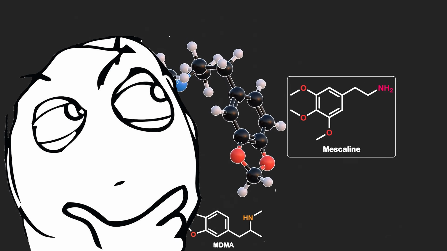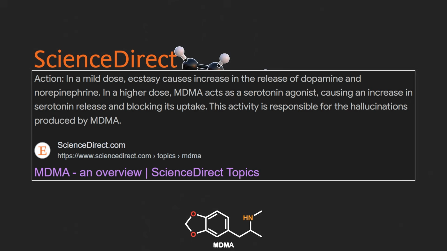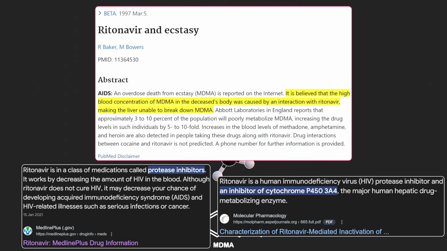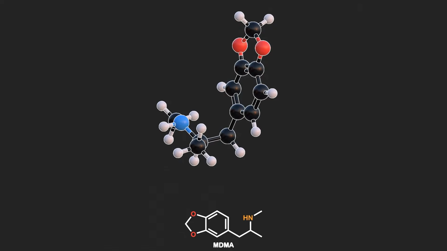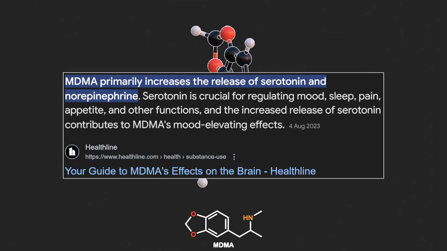Does this drug have any uses? Well, it has been used in various studies to treat PTSD along with social anxiety in autism spectrum disorder in combination with psychotherapy. MDMA acts on the brain by increasing the release of dopamine, serotonin, and norepinephrine. MDMA has also been found to interact with drugs that inhibit cytochrome P450 enzymes like ritonavir. As described earlier, MDMA is an empathogenic drug, meaning that it produces a feeling of empathy. This might be because it's a serotonin-releasing drug.